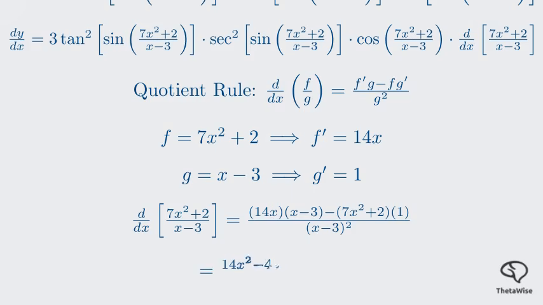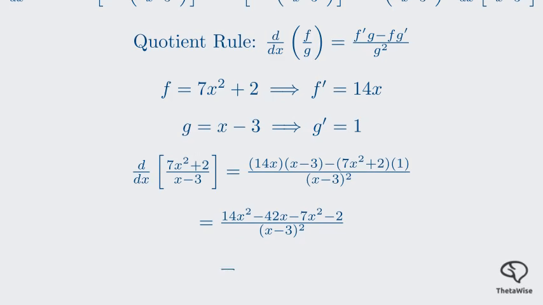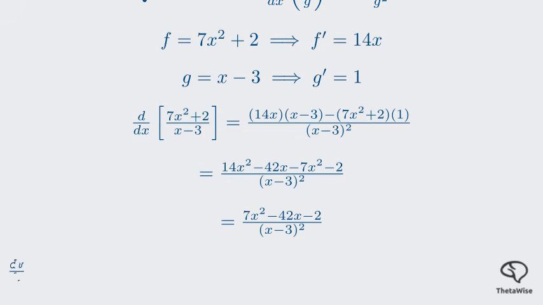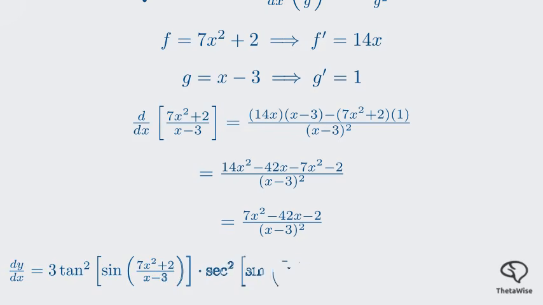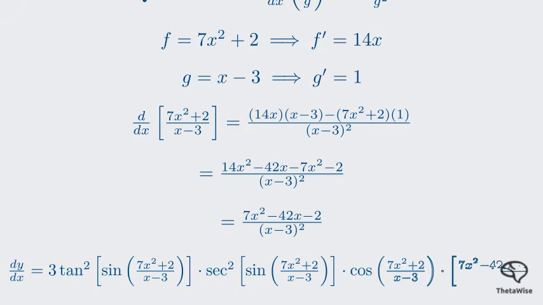Expanding the numerator, we get 14x squared minus 42x minus 7x squared minus 2. Combining the x squared terms, we get the simplified derivative, 7x squared minus 42x minus 2, all over (x minus 3) squared. Now we can assemble the entire derivative by multiplying this result by the three terms we found from the chain rule. Putting it all together, dy/dx is 3 times tan squared of the inner function, times secant squared of the inner function, times cosine of the rational function, times the derivative of the rational function.